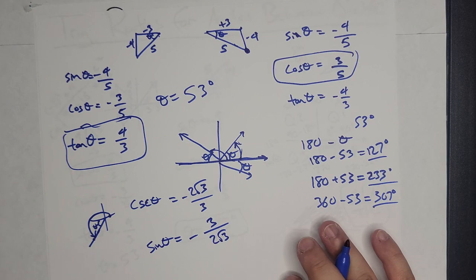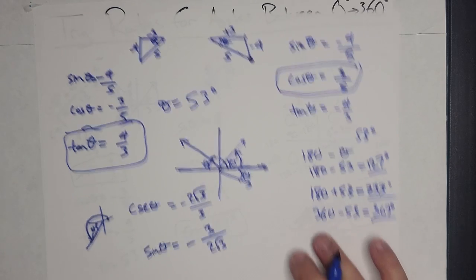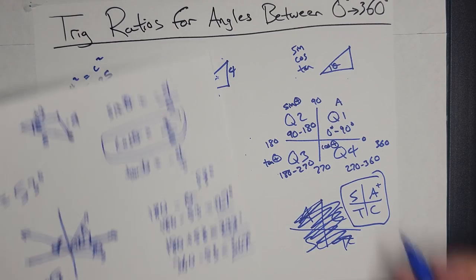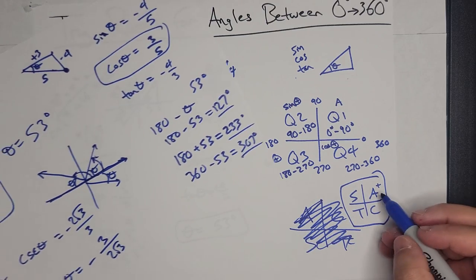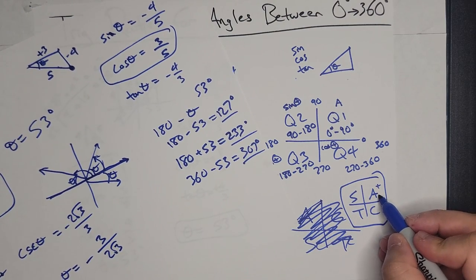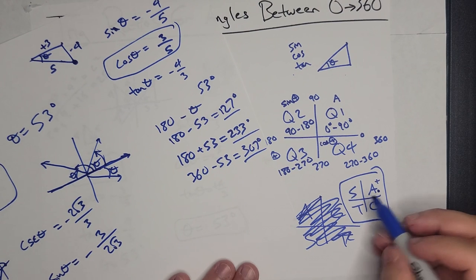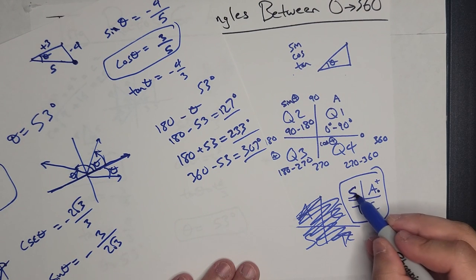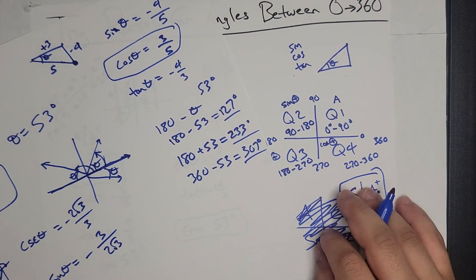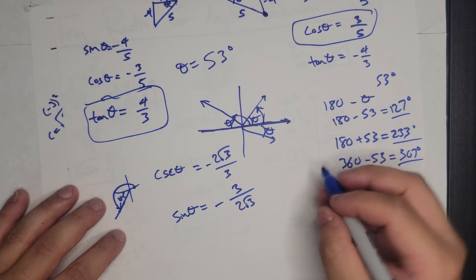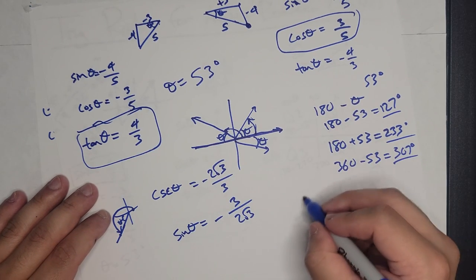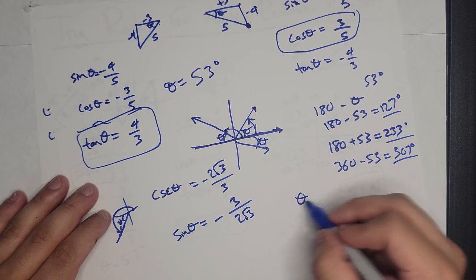And if you have a negative sine, that means it cannot be in quadrant 1 because everything is positive in quadrant 1. It cannot be in quadrant 2 because sine is positive there. It has to be either in 3 or 4, and in those quadrants, that's where theta, the angle, is.